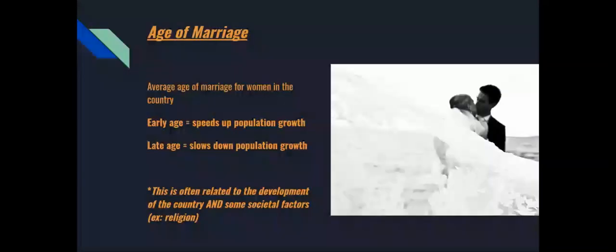And on that note, the last one is the age of marriage. If women have an early age of marriage, if they're expected to marry early, it's going to speed up population growth because they're going to have kids early as well. However, if they have a late age of marriage, it's going to slow down the population growth. Again, this is often related to the development of the country and other societal factors, for example, religion.